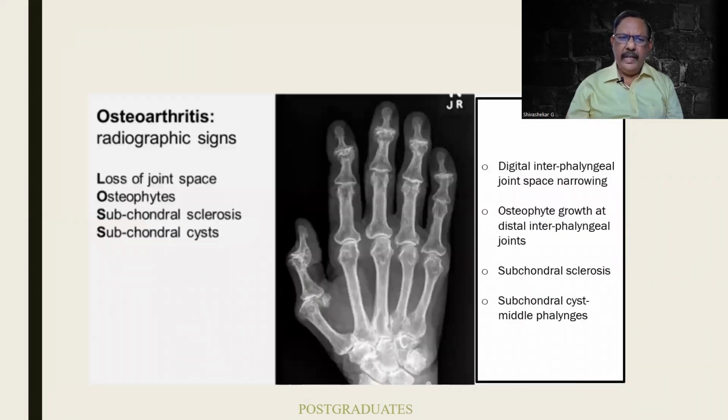The radiographic signs are loss of joint space, presence of osteophytes, subchondral sclerosis, and subchondral cysts. A lot of such things will be coming, but the key words we should always bear in mind. So this is again an explanation of the same. I would like you to kindly go through it. And this incidentally is an X-ray that shows the distal joints being more involved than the proximal, and the rest is relatively free of lesion.